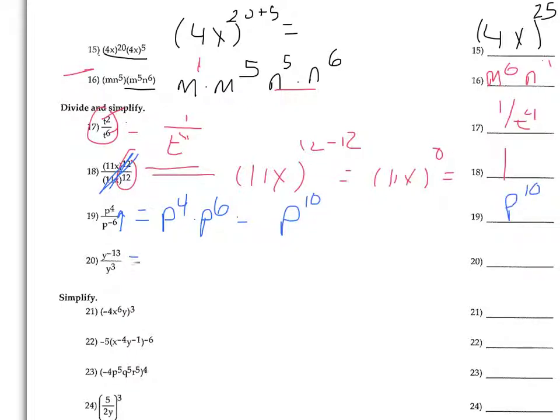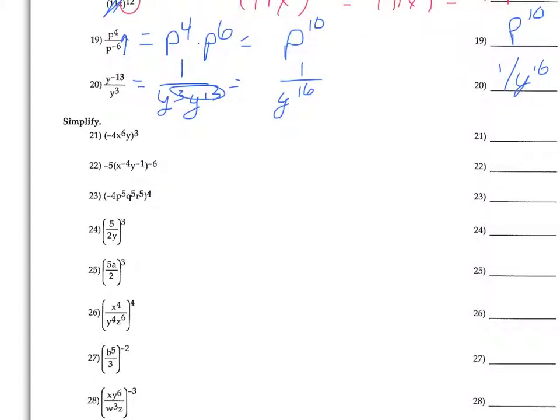And then finally here, same thing. I'm going to make all my y's positive. So we have our y to the 3rd that stays positive, but this y to the negative 13th, as long as we bring it down, that's going to be good. So we have a 1 over y to the 16th power, because we're adding the exponents when we multiply like bases, and that's how we do that.